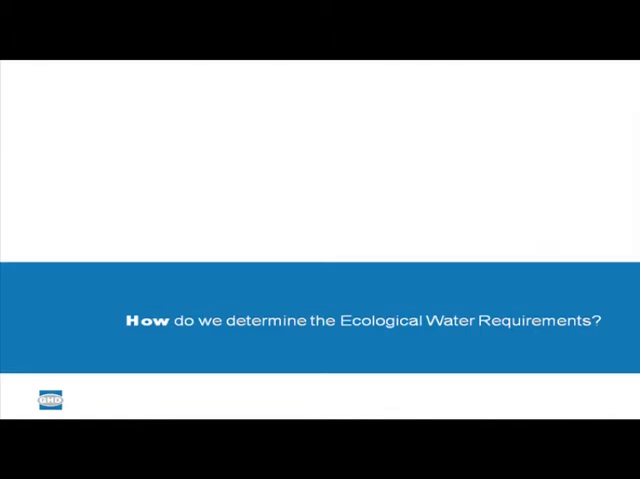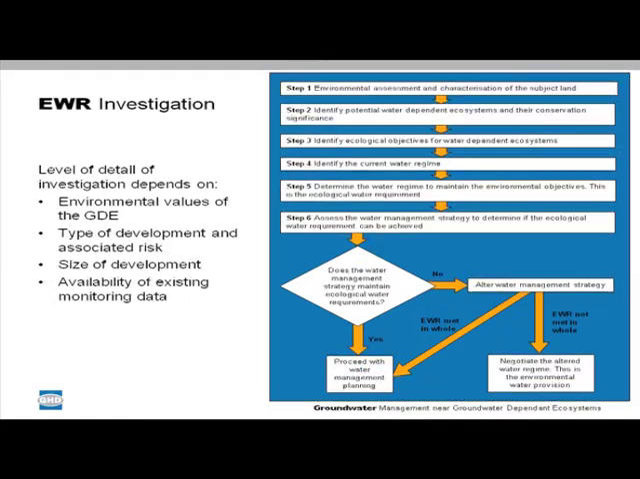So how do we determine what the ecological water requirements are? Well, an ecological water requirements investigation will need to be undertaken, but the level of detail of this investigation really depends on the environmental values of the groundwater dependent ecosystem that you're looking at. If it's a highly degraded wetland or a wetland categorised as resource enhancement, there may be no need for the investigation. It also depends on the type of development and the associated risk, the size of the development, and the availability of existing monitoring data.